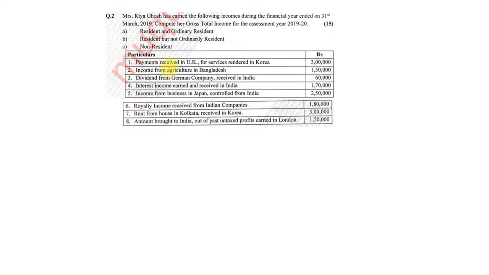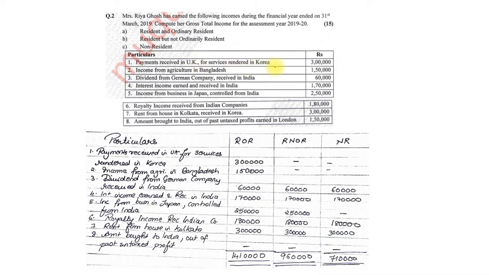Now, first is payment received in UK for services rendered in Korea. Both are foreign countries, so only the first person will be taxable, that is resident and ordinary resident. Income from agriculture in Bangladesh is a foreign income, so only the first will be considered. Dividend from German company received in India. If it is received in India, everyone pays for it. So it will be taxable under all heads.